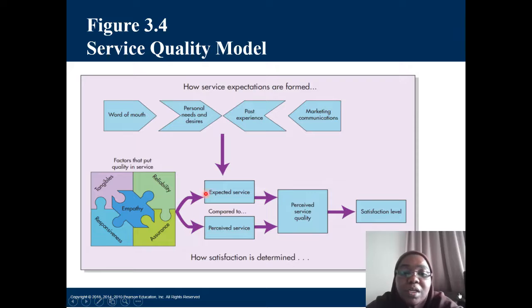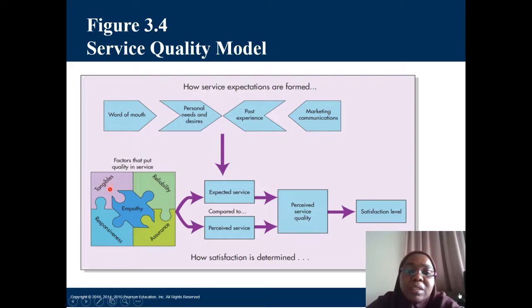Okay, so the comparison of both is going to determine what is known as their own perception of service quality, and the service quality will eventually determine their level of satisfaction. Don't forget that we've also mentioned the factors that add to quality in service. That was what we discussed in the previous slide just now.